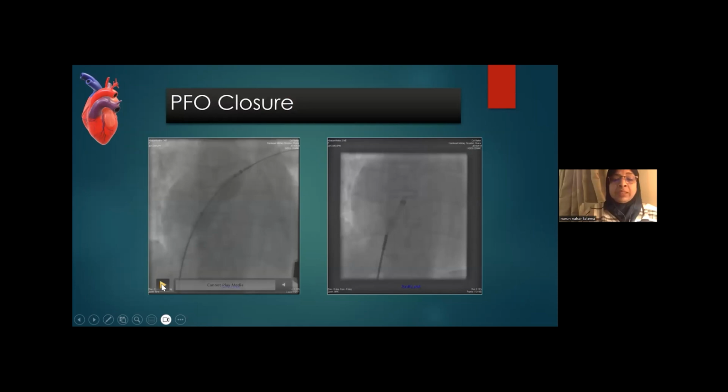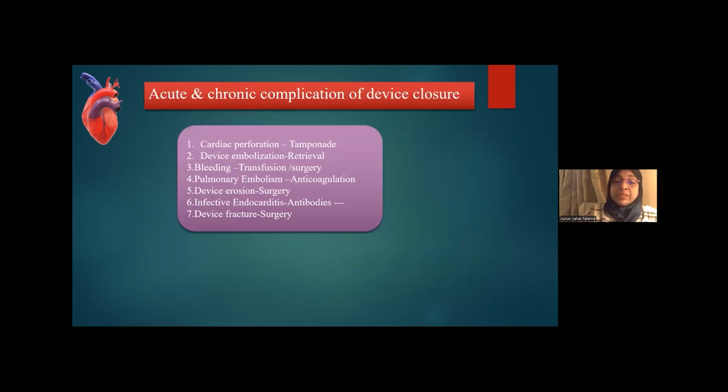This is a case of patent foramen ovale closure. This patient was a 26 year old girl, and there was a history of stroke, and we closed her defect with the PFO occluder. So you can see here that the PFO occluder is used. And what is the difference between the PFO and ASD occluder? In the PFO occluder, the left atrial disc is smaller than the right atrial disc, because in this kind of patient there is right to left shunt and there is a chance of stroke. So we give a right atrial disc larger than the left atrial disc.